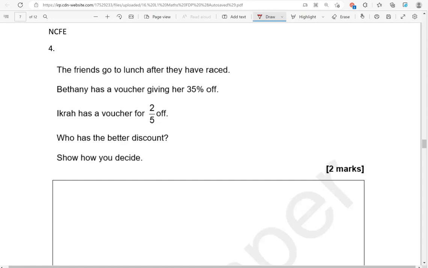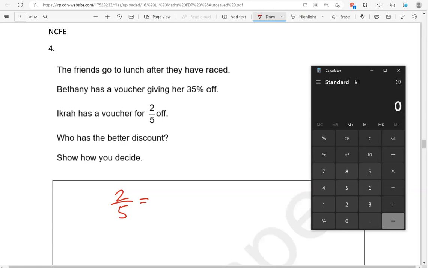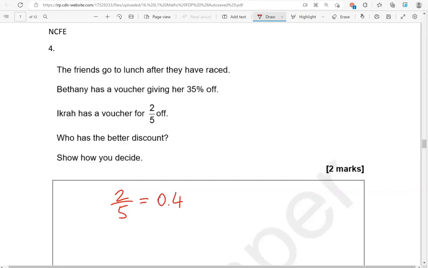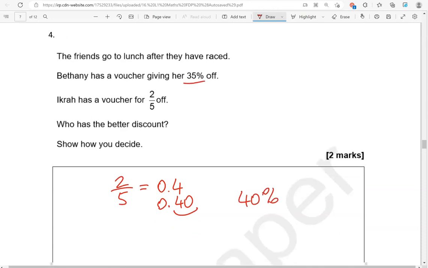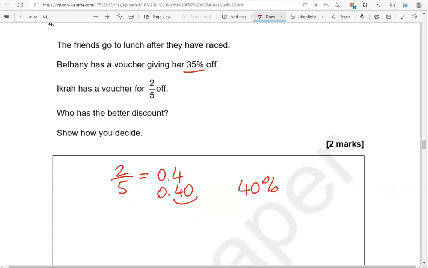So what I'm going to do is convert 2/5 into a percentage. So 2/5, that is 2 out of 5, 2 divided by 5, which is 0.4. Now, that is the same as 0.40. So that is equal to 40%. 40% is higher than 35%. So we're going to say that Ikra has the better discount.